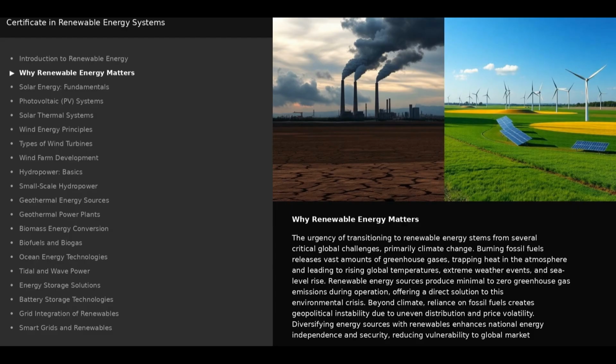Beyond climate, reliance on fossil fuels creates geopolitical instability due to uneven distribution and price volatility. Diversifying energy sources with renewables enhances national energy independence and security, reducing vulnerability to global market fluctuations. This shift is not merely an environmental imperative, but also an economic and strategic necessity for a stable future.